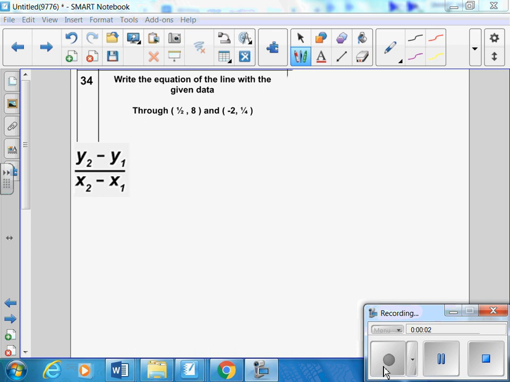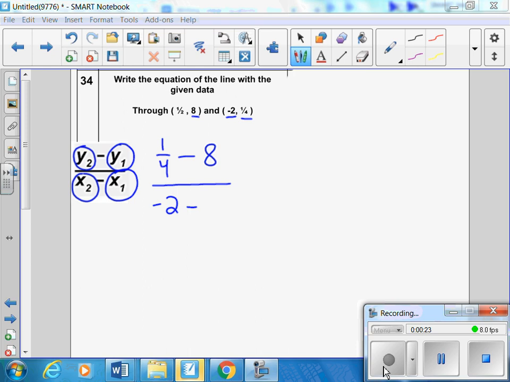Okay, so we need to find the slope. So we're going to take the y coordinate in the second ordered pair, 1/4, and we're going to subtract the y coordinate in the first ordered pair, which is 8, over the x coordinate in the second ordered pair, -2, minus the x coordinate in the first ordered pair, 1/2.